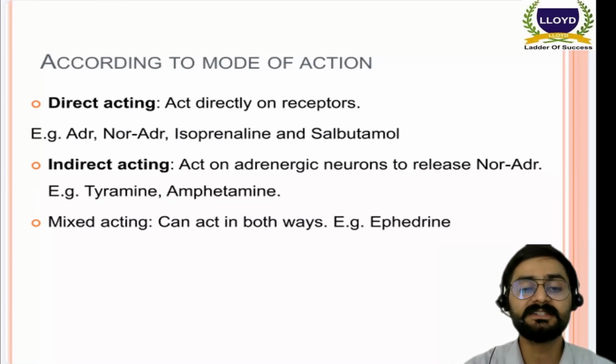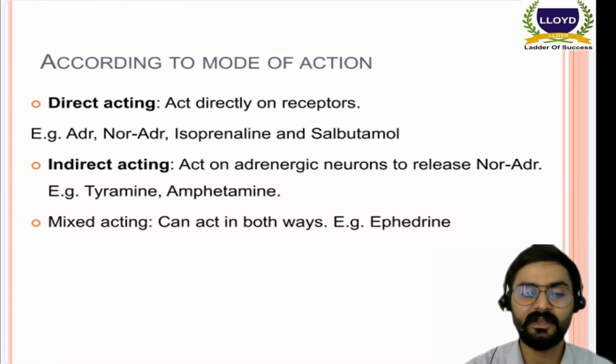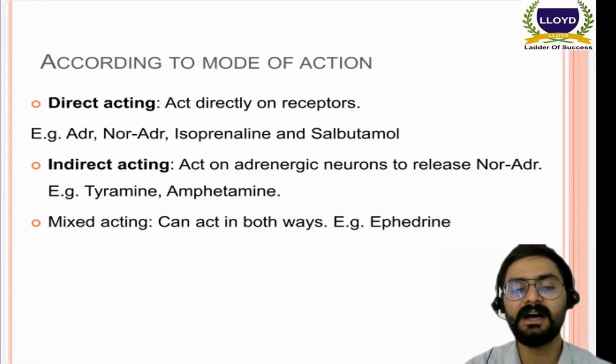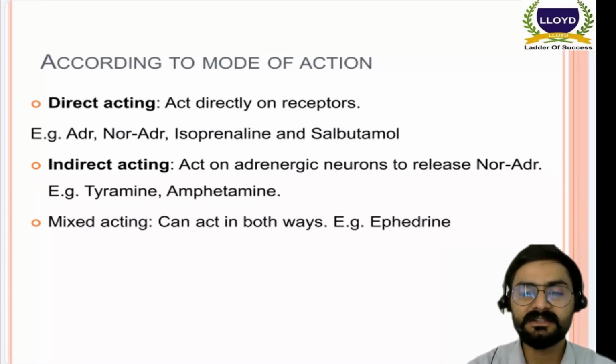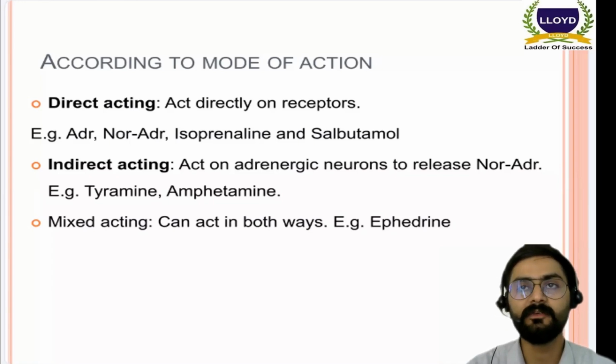The second class is indirectly acting sympathomimetic drugs. These drugs do not directly bind with the receptor, instead, they increase the concentration of endogenous catecholamines like norepinephrine, etc., by promoting their release, inhibiting their reuptake, or preventing their degradation. Examples of this class are amphetamine, a CNS stimulant increasing norepinephrine and dopamine release, and tyramine, found in food like cheese and wine, increasing norepinephrine release.